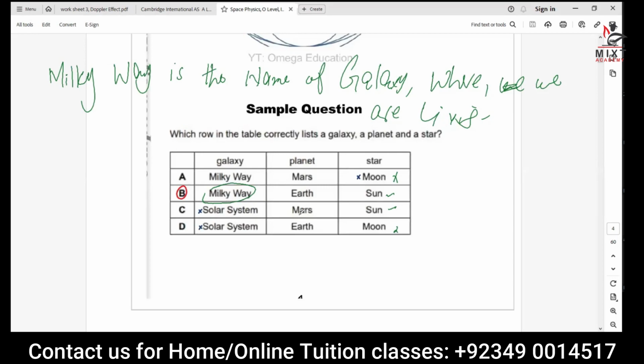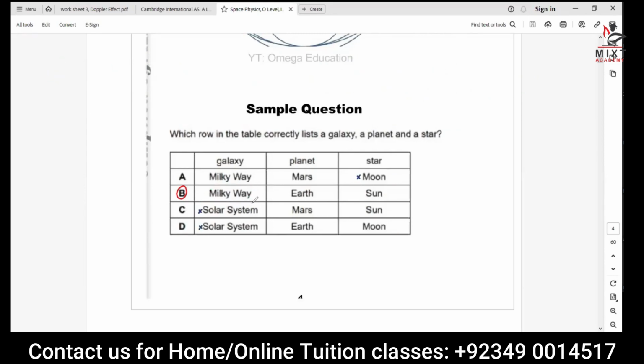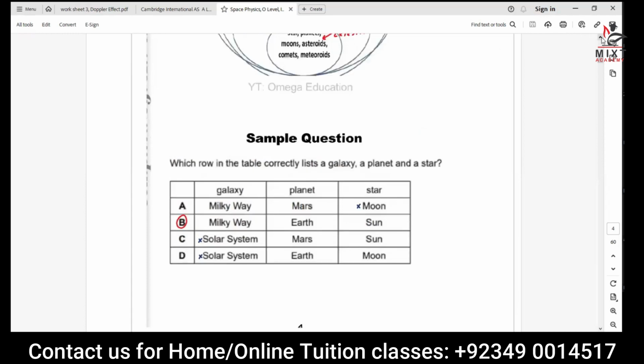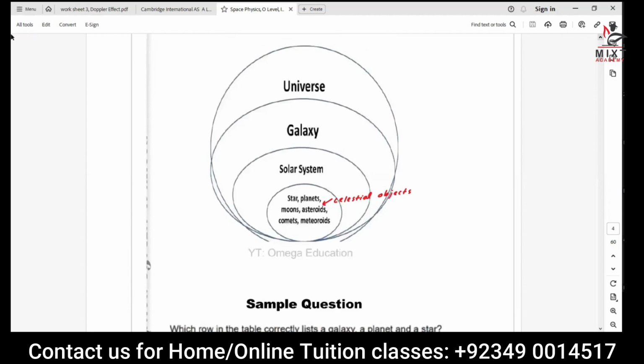So here it can be clearly seen that for Sun, Earth, and Milky Way: Milky Way is a galaxy, Earth is a planet, and Sun is a star. I would like to show you the hierarchy of the universe, students. First, star, planets, and moons. Asteroids, comets, meteorites. These are celestial objects. Celestial objects are those that can stay in space.